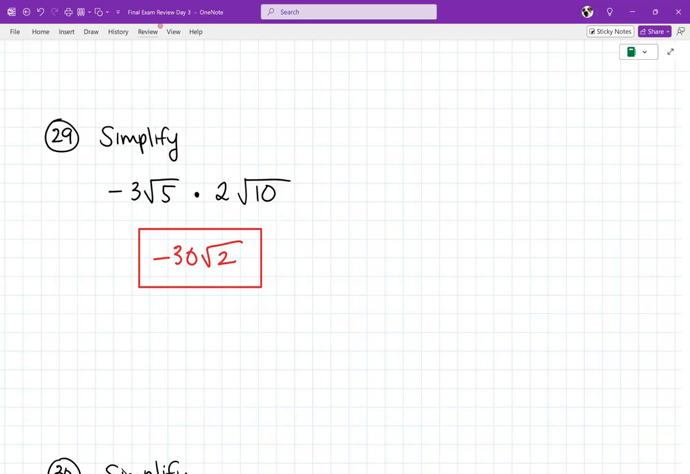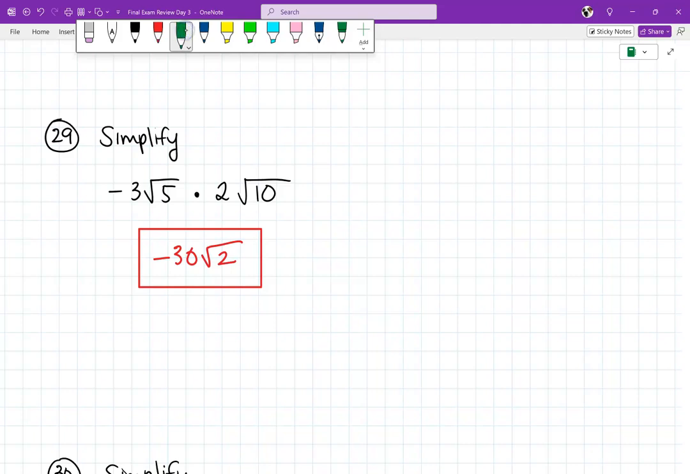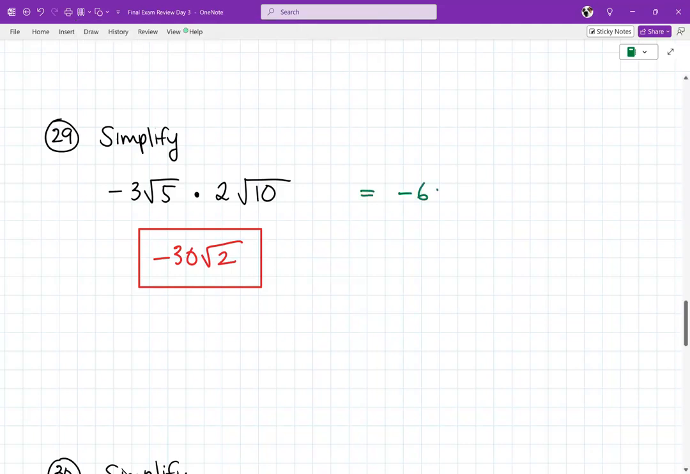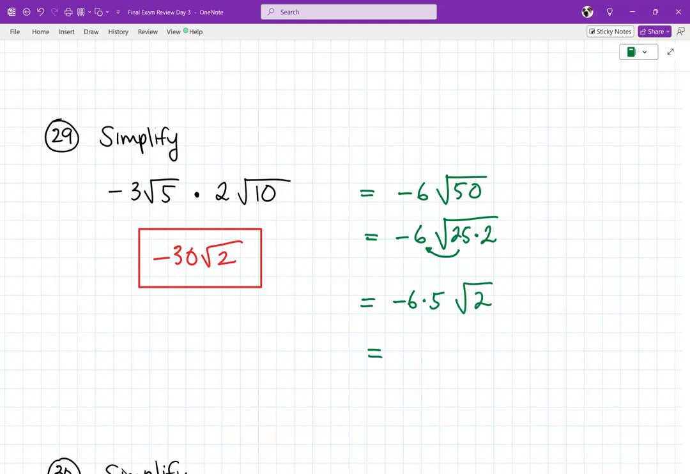The way you're supposed to do this is you're supposed to multiply. I'll show it to you guys, but then you can say, why do I want to do that if I can punch it in? This is the way it's supposed to look. That's -6 square root of 50, because you can multiply the numbers in the front, and you can multiply the numbers inside the radicals. Then 50 is just 25 times 2. And the square root of 25 is 5. So it's -6 times 5 square root of 2, which is -30 square root of 2.